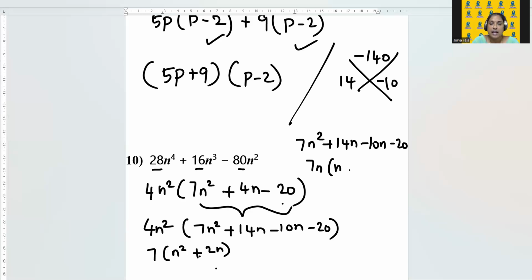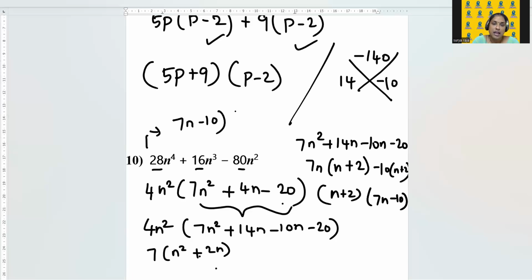7n taken outside, n plus 2, minus 10 outside, n plus 2 again. So I got n plus 2, 7 and minus 10. Factors of this quadratic expression is 7n minus 10 and n plus 2.